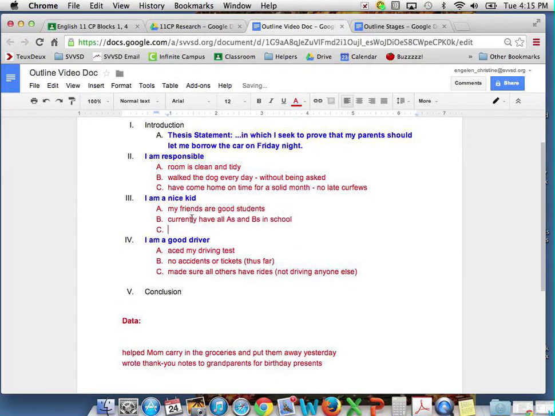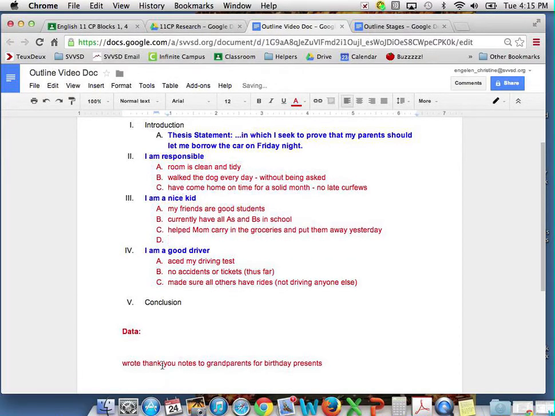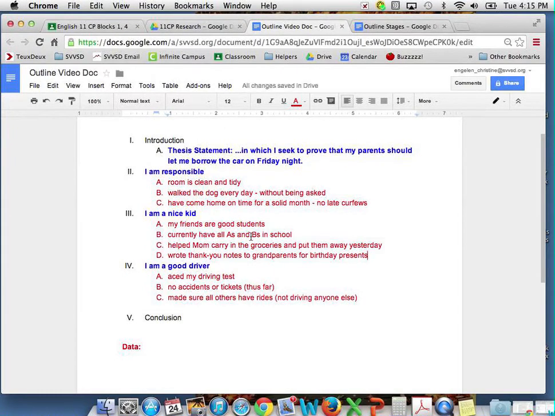Whoops, got the cursor in the wrong place there. Okay, so I'm going to get all my data in here, and great, I am organized in my information right now. This was really easy. Wow, this outline kind of grows from the center out. It is not a top-down thing. I didn't write the word introduction and then put in my thesis statement and then go to Roman numeral 2 and come up with I am responsible as a claim and then write all my claim statements. I'm not writing this from the top down like maybe you're used to doing.